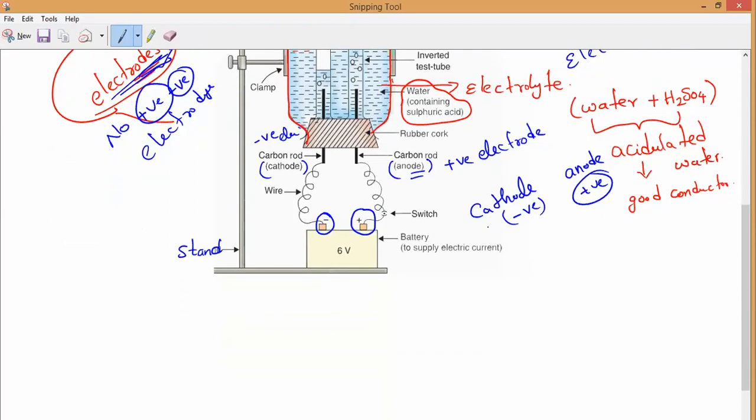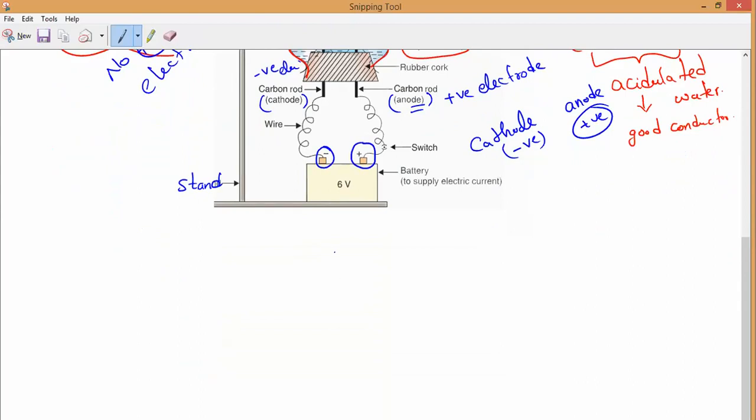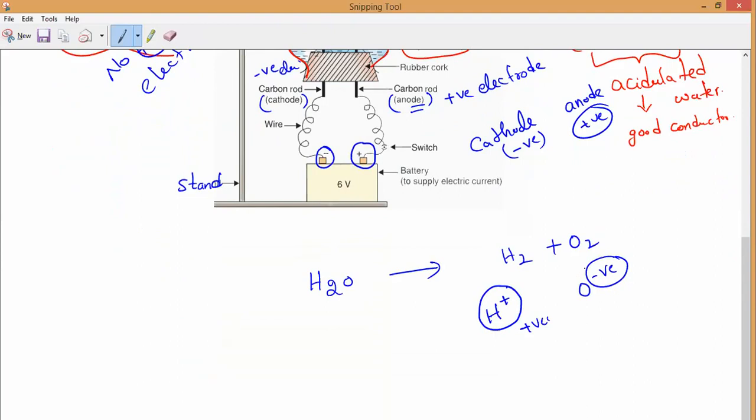Yes, everyone. Now, you tell me, as we know that water will split into hydrogen plus oxygen. Which is the positive ion and which is the negative ion? Oxygen is negative, sir. Hydrogen is positive ions. And oxygen is negative ions, with a charge of -2.